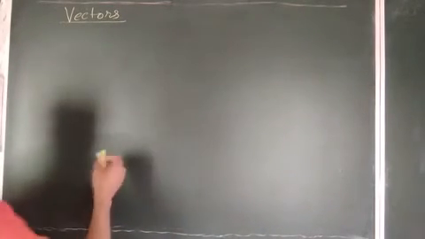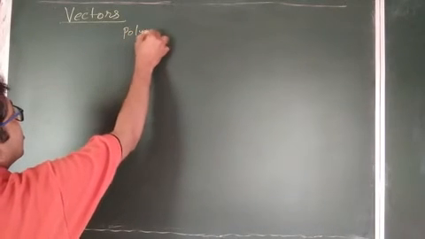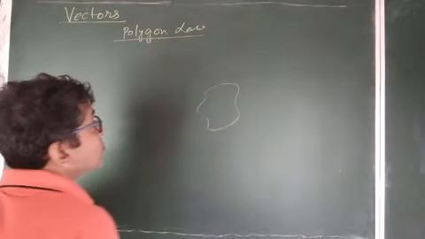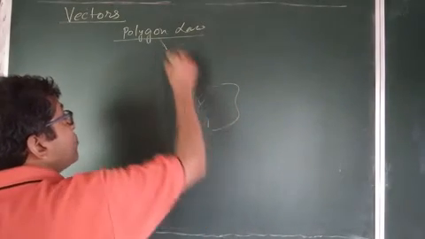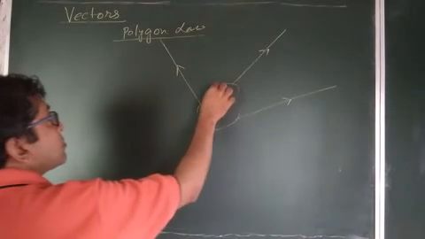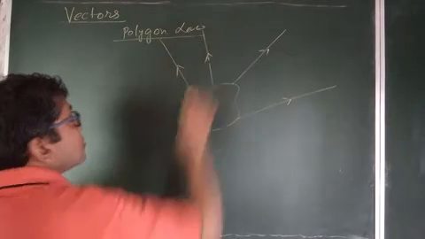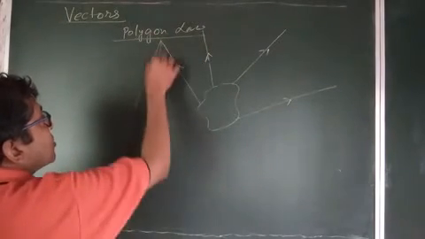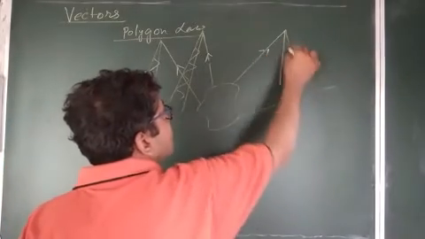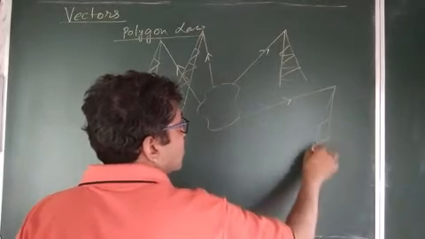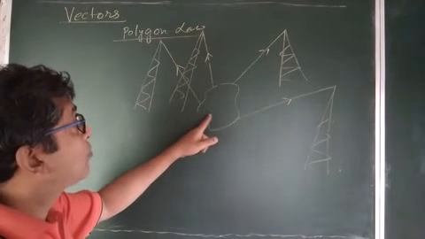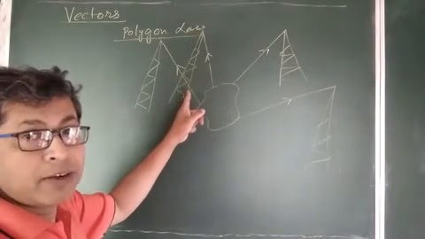Now, what about the third law, that is the polygon law? Suppose an object is being pulled by different forces coming from different directions. Suppose this is a stone and some cranes are there, and these cranes try to pull this heavy object. So multiple forces act simultaneously on this object. Then we have to calculate their resultant vector, their resultant force.